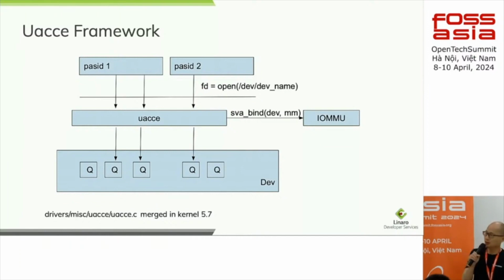Also, in application 1, we want to access 2 queues or many queues for multi-thread for better performance, so you can open multiple times. The UACCE can use our IOMMU for the bind, so our IOMMU can bind the device to the current MM. The code is already merged in the kernel, in 5.7. Is there any question about this picture? This is the general framework of the UACCE.